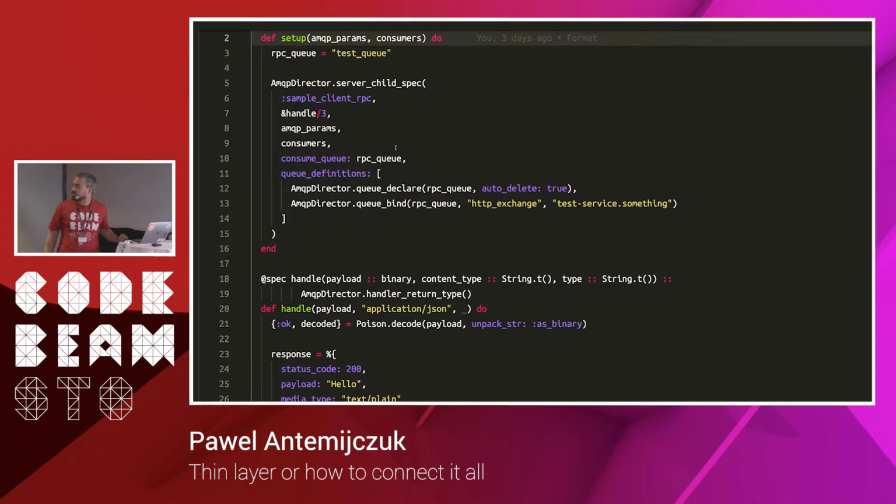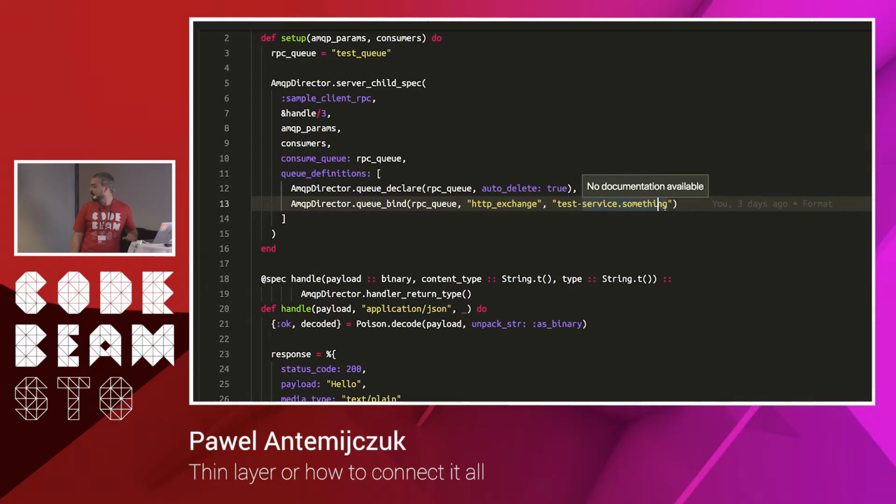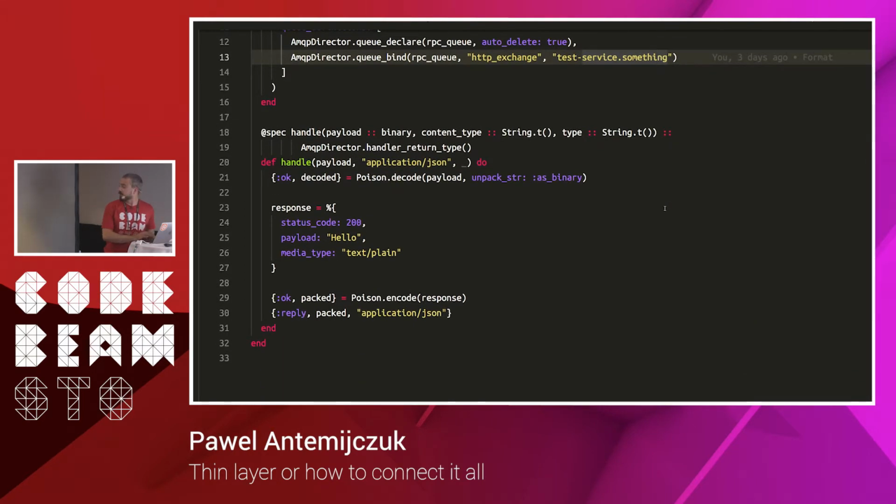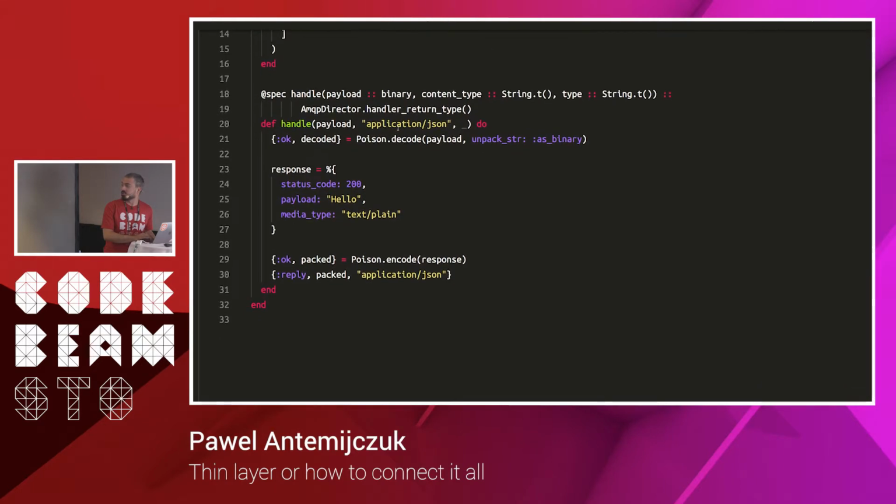It's just an RPC server of the AMQP, and you can see it is going to call this handle function here anytime it receives an AMQP message, and then it binds to the exchange with this routing key, test service something. So I'm gonna scroll it up so people in the back can see. And then the handle function is very simple. The handle function will receive a JSON because that's what the serialization plugin does, and then it responds with just a very simple 200 and then a hello, which is just a plain text thing.